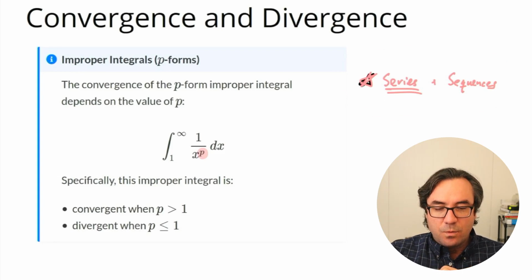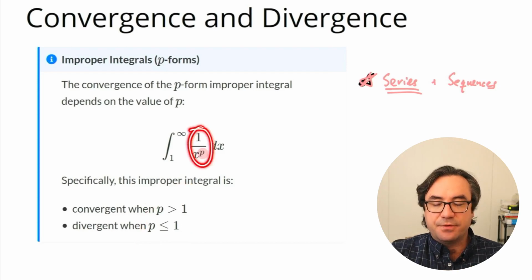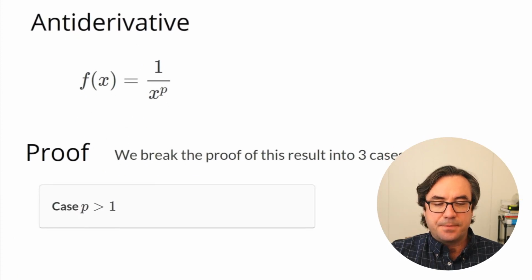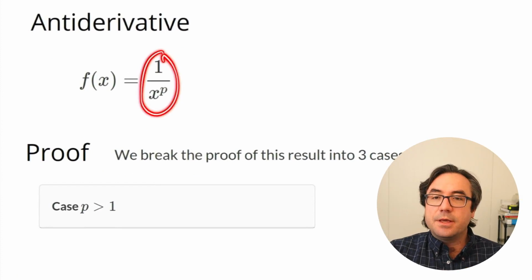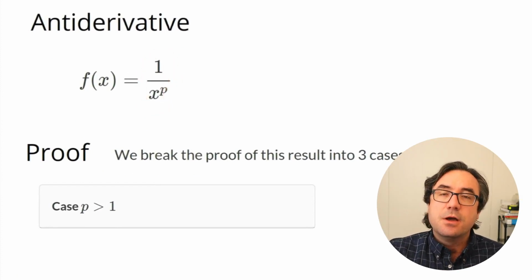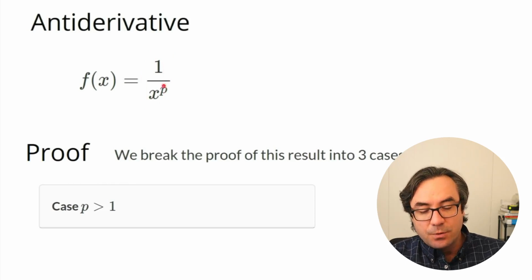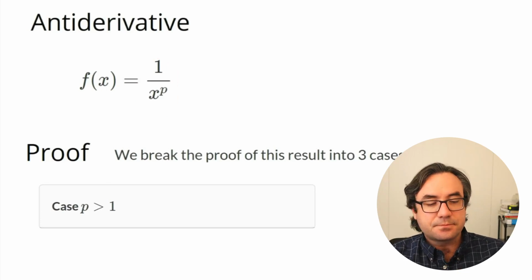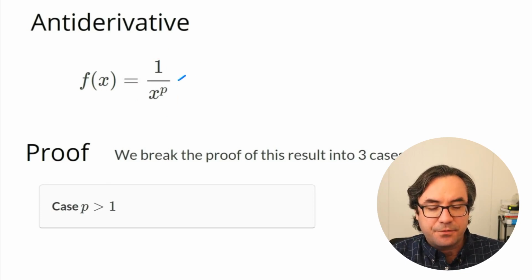And why are there different cases here? Well, it comes down to our antiderivative, the antiderivative of this function. So that's what we're going to look at first. We're going to look at this antiderivative. So we have this function 1 over x to the power p. And normally, power rule would work. Power rule is going to do most of the heavy lifting here, with one exception. So when p is equal to 1, we can't use power rule. So that's kind of where the first case gets broken off.